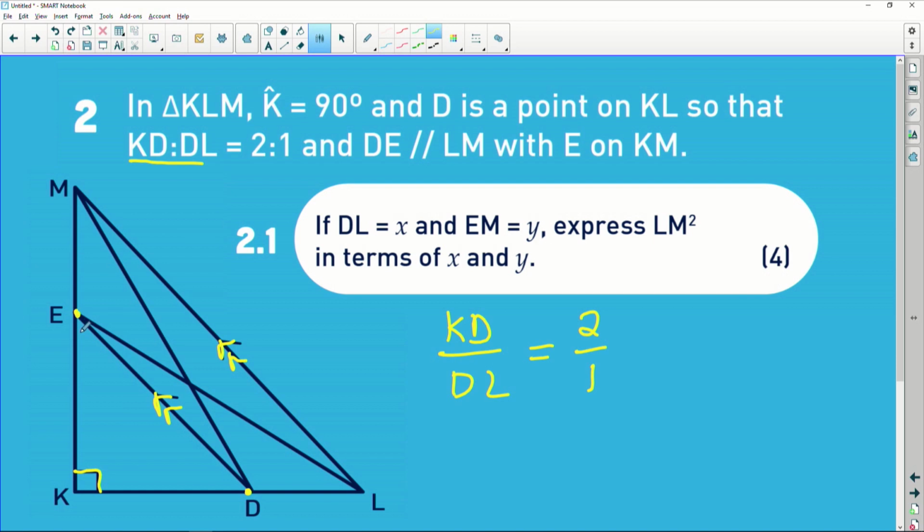Now, question 2.1. If DL equals X, you have to find where DL is and substitute that value of X that is given to you. So if DL is X, which is right here at the bottom, I'm going to put the value of X there, and EM equals Y. Where is EM? EM is right there at the top, so this one is equal to Y. Express LM squared in terms of X and Y.